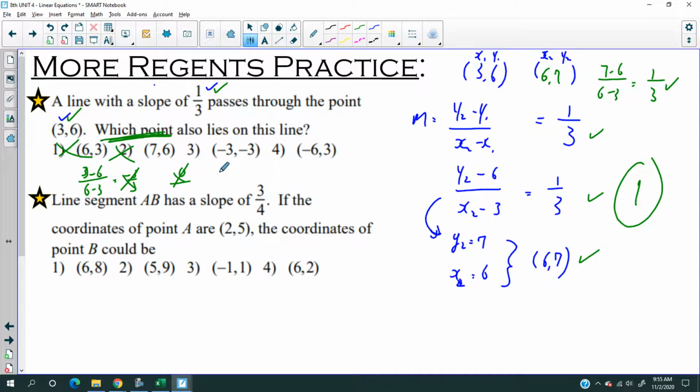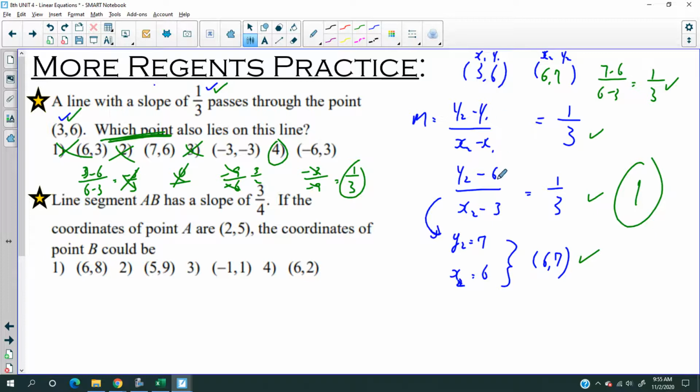Let's try negative 3. Negative 3 minus 6 is negative 9. Negative 3 minus 3 is negative 6. Nope, that doesn't work because that's 3 over 2 positive, so that's not it either. Let's see this one. 3 minus 6 is negative 3. Negative 6 minus 3 is negative 9. Look, 1/3, same slope.